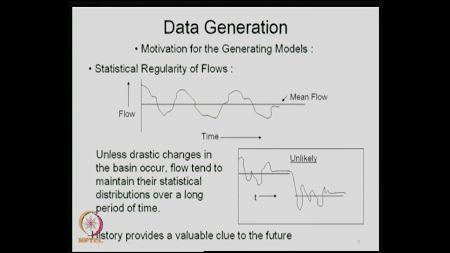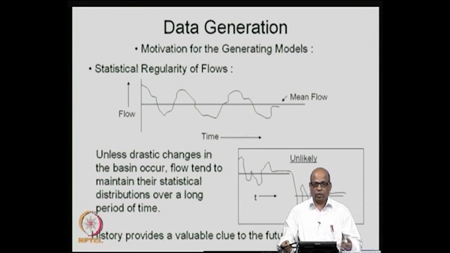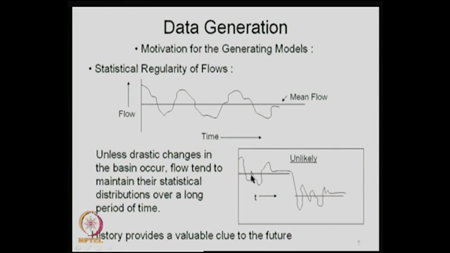Now, what are these drastic changes that we are talking about? For example, in a particular catchment, you do a large scale deforestation, or there may be a large scale fire that takes place, or as it happened recently, a tsunami occurs and then a large scale disturbance occurs in a very short time in the catchment, and therefore, all the hydrologic processes get perturbed or disturbed in a very short time. Unless such things happen, this kind of situation where the process was operating at a particular level and suddenly shifts to another level is very unlikely.